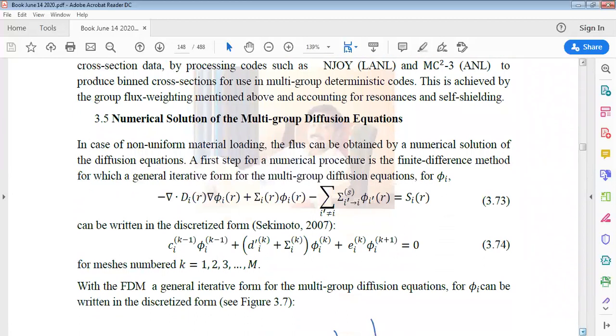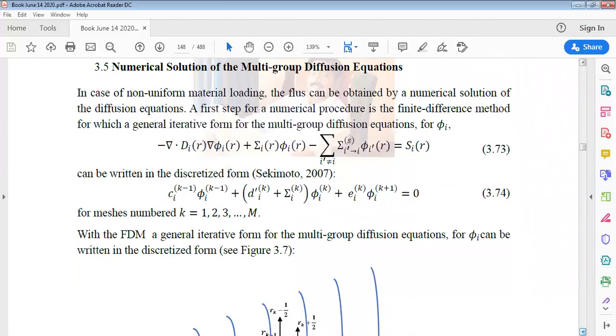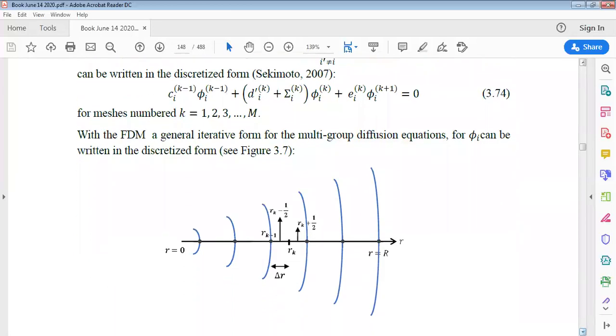Okay, so then I'm going to show you a MATLAB program in the next lecture on how to solve the multigroup neutron diffusion equations. So there what you do is you discretize the diffusion equations for a group. So I've called the group index I, and we've discretized it for R. So this is from Sekimoto, 2007. He converts them into difference equations. Difference meaning that phi I is related to phi I plus 1 and I minus 1.